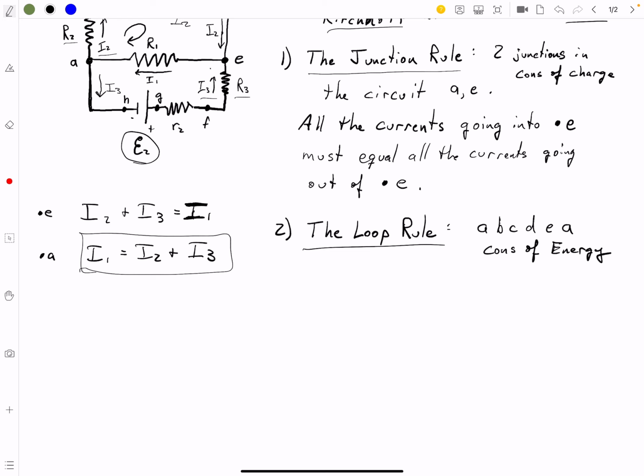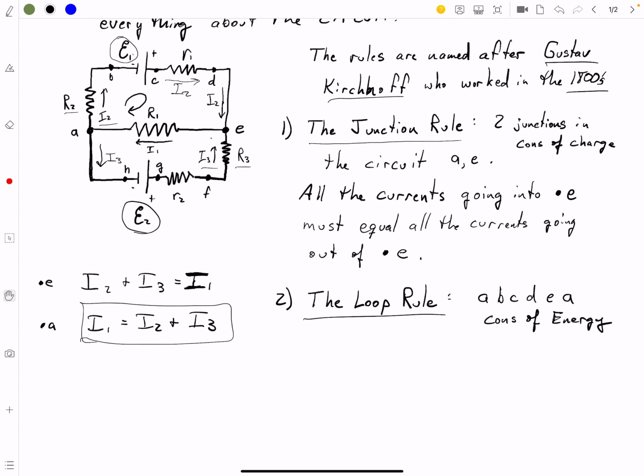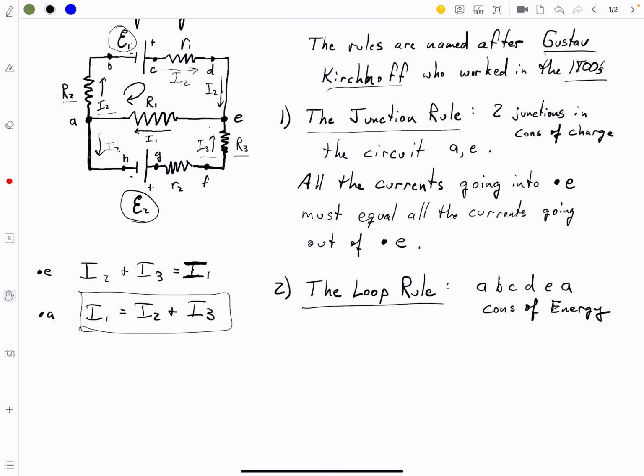So we are going to be figuring out the voltages across all of the different points and adding those voltages up. And in the end, all of those voltages, when we go around in the loop, should give us 0. So that's how the loop rule works. Let's do it.